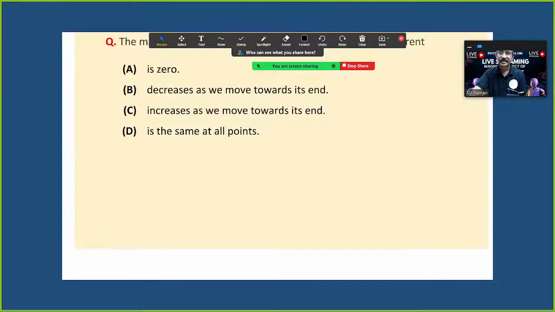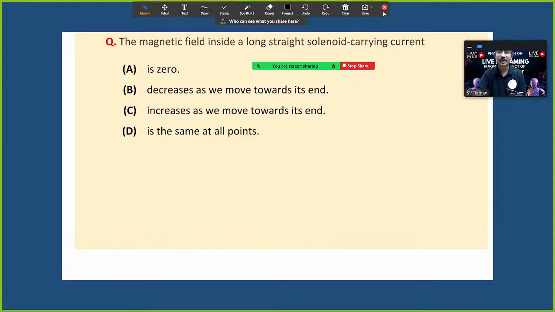Yes. Next, there is a question for you. What have you understood from this subtopic? I'm asking all the audience. The magnetic field inside a long straight solenoid carrying current is 0, decreases as we move towards its ends, increases as we move towards its ends, or is the same at all points.